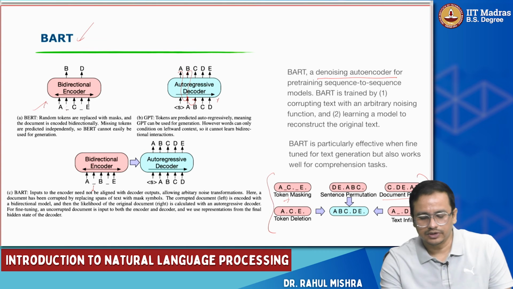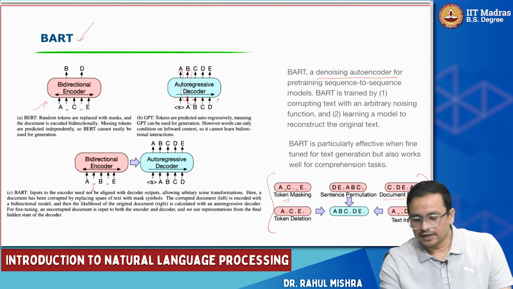Token deletion: you can delete some of the tokens. So rather than making a space or mask here, they just deleted it. The model needs to figure out whether there should be some letter or sentence here or not, right? So at the word level it should be a word, or maybe at the sentence level it could be a sentence or not, right?